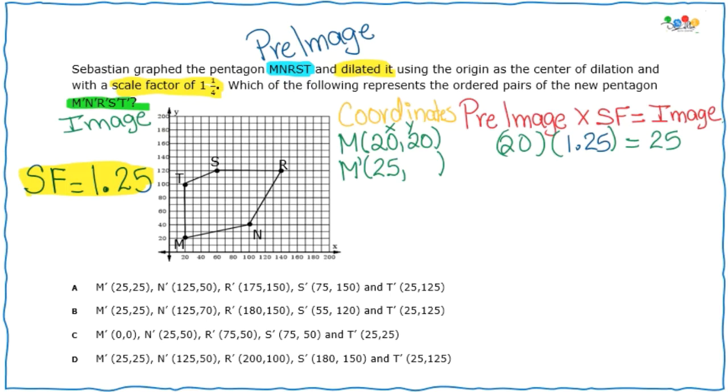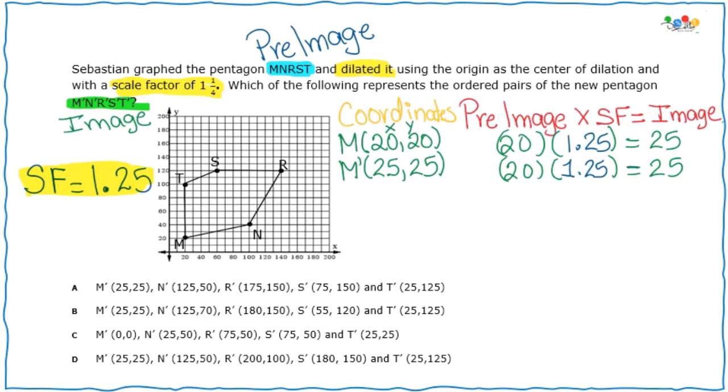Okay, now we're going to do the Y value. Now the Y value is 20. Then you do the same thing. Honestly, I don't think we needed to do it, but I'm going to write it down just so that you don't get confused. That'll be 20 times 1.25, and that will still give me a 25. So my X value is 25. My Y value is also 25. Ready? Okay, let's go on to the next one.